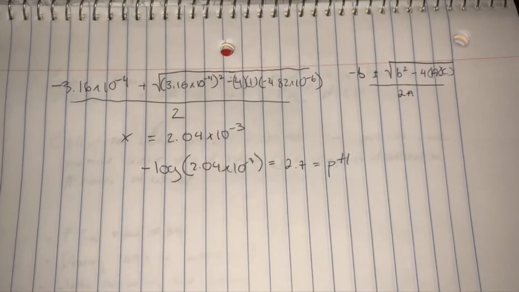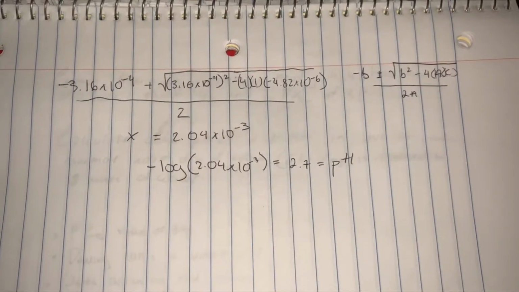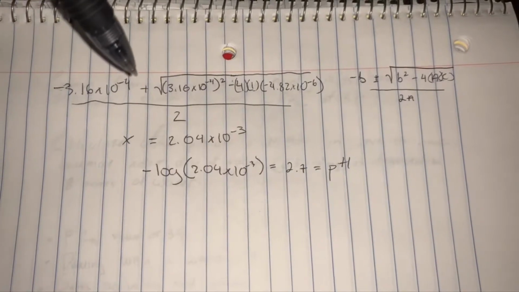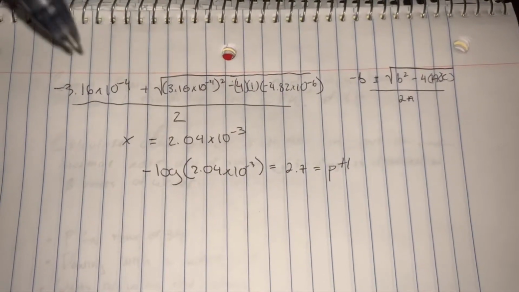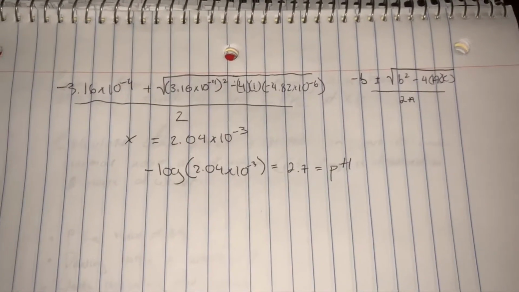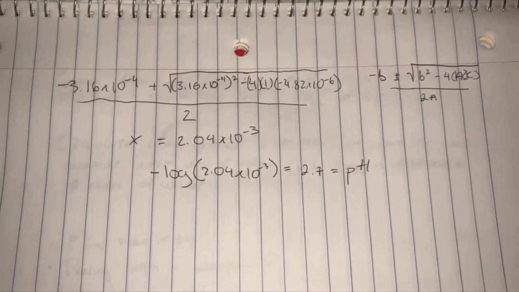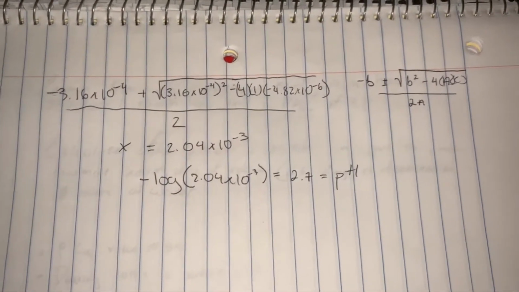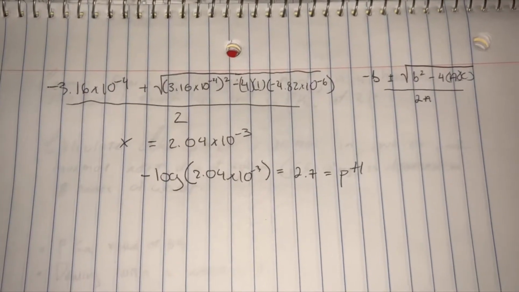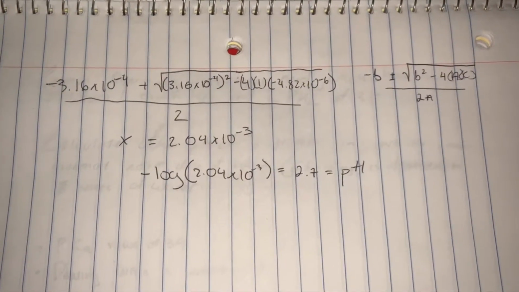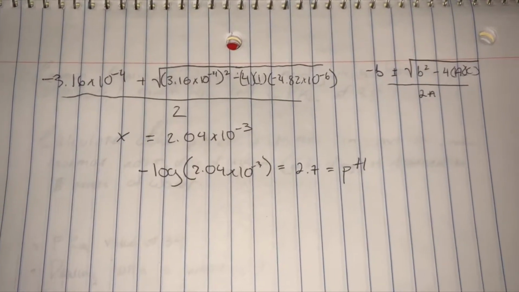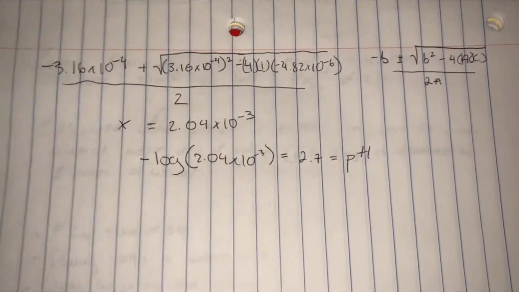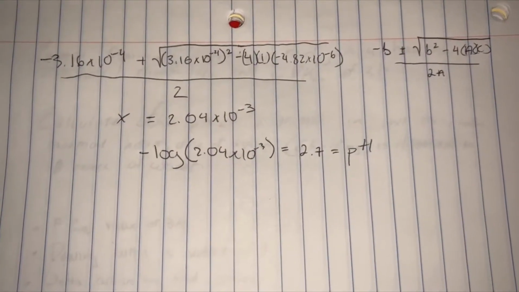Because we outlined our A, B, and C values, the quadratic formula at this point is mostly plugging in. We have a negative B value here of negative 3.16 times 10 to the negative 4, plus everything under the radical of B squared, 3.16 times 10 to the negative 4 squared, minus 4AC, A being 1, C being a negative value of 4.82 times 10 to the negative 6, all over 2. We get an X value. And we know that by taking the negative log of the concentration, we can end up with the pH, and the pH is what we want to find ultimately for this problem. We end up with a pH value of 2.7.